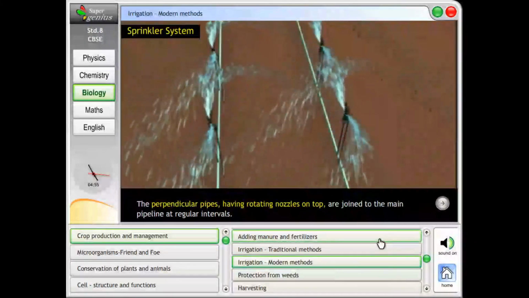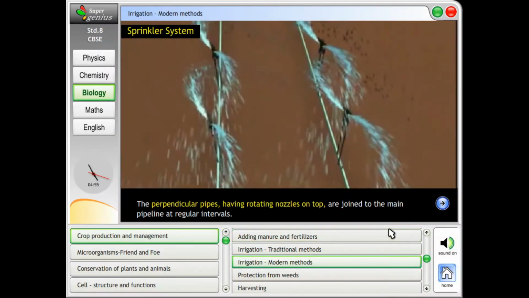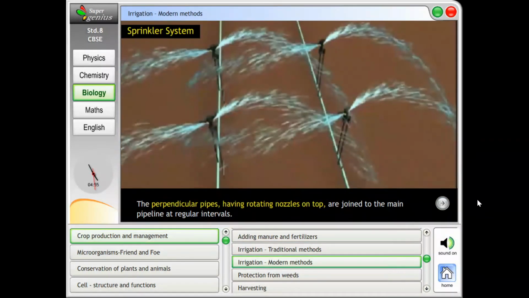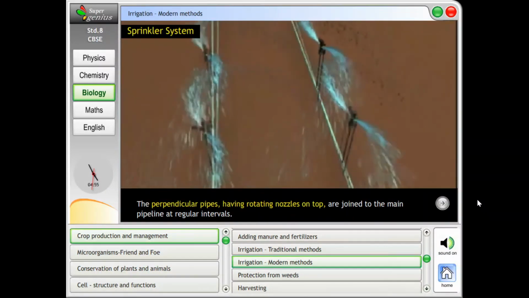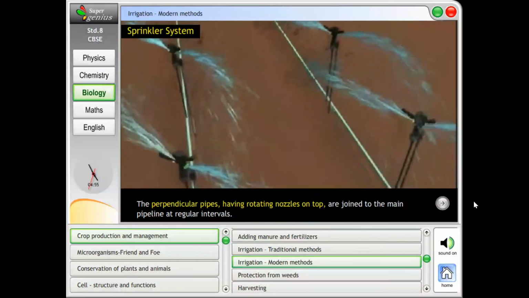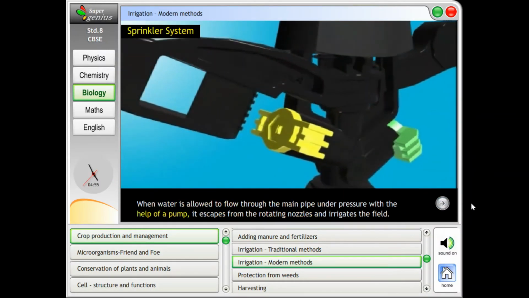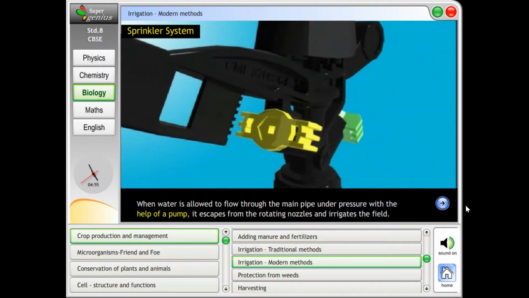Irrigation. Modern methods. The perpendicular pipes, having rotating nozzles on top, are joined to the main pipeline at regular intervals. When water is allowed to flow through the main pipe under pressure, with the help of a pump, it escapes from the rotating nozzles and irrigates the field.